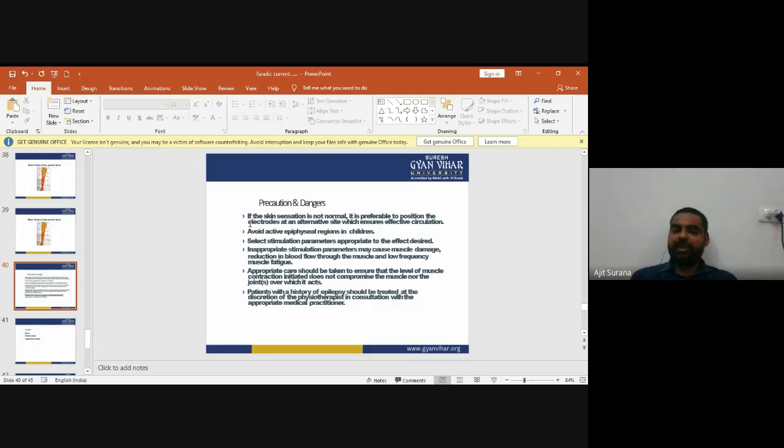Inappropriate stimulation parameters may cause muscle damage, reduction in blood flow through the muscle, and low frequency muscle fatigue. Appropriate care should be taken to ensure that the level of muscle contraction initiated does not compromise the muscle nor the joints over which it acts.